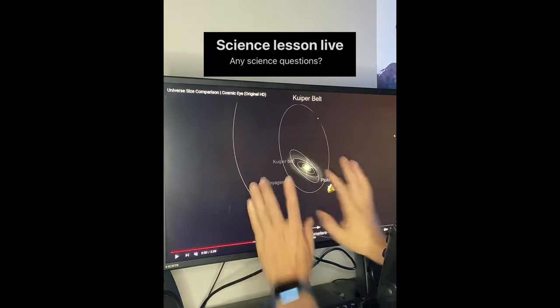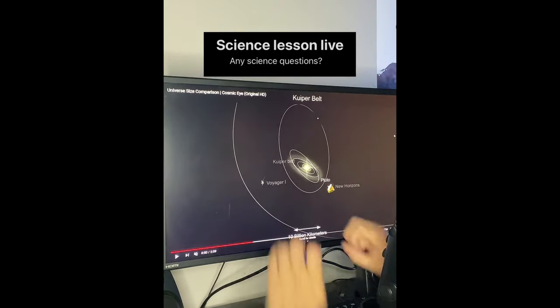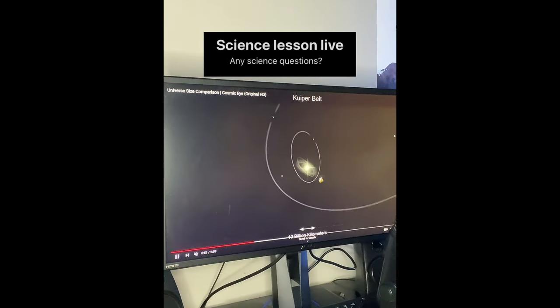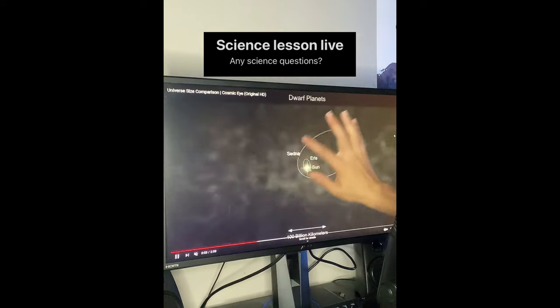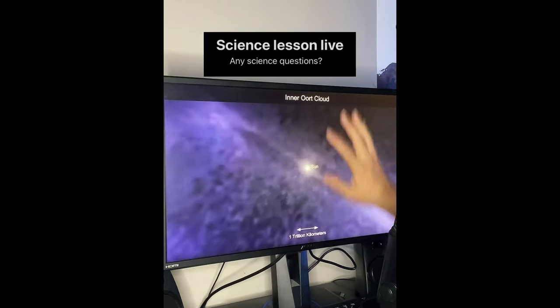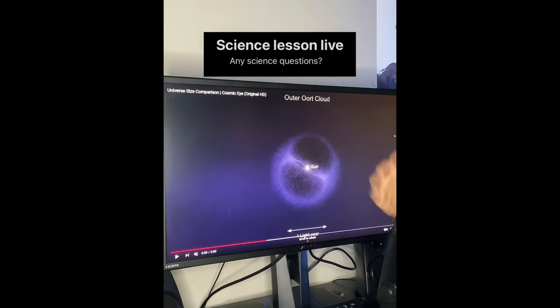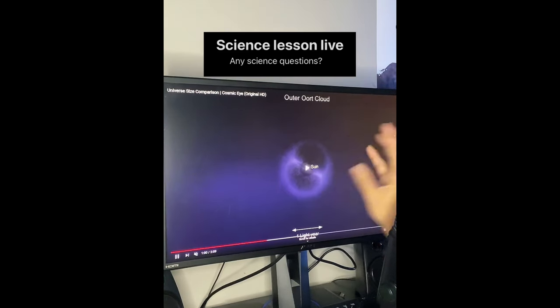There's Voyager spacecraft. We have some probes that we sent out from NASA, Voyager and New Horizons, which are very far away. Now we're reaching the outer edges of the solar system. The Oort cloud, which is a bunch of gas and dust left over from the early solar system. Lots of icy stuff, lots of comets.